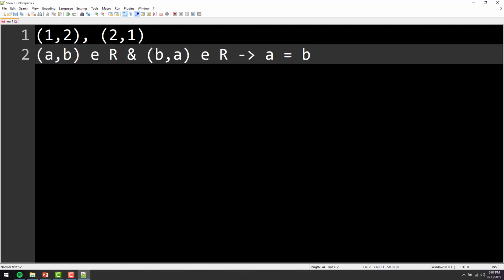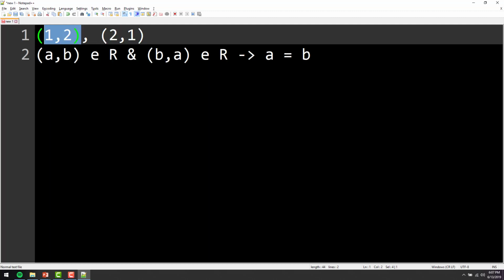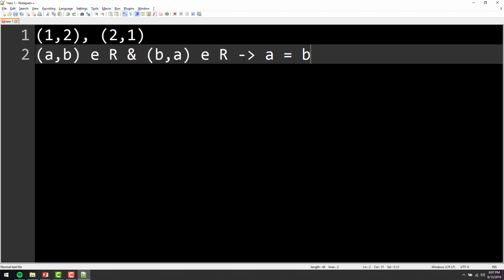That's in our relation. Is BA in our relation? Yes, BA. In other words, if I reversed my AB here, I would get that. And is that in a relation? Yes, that is. This whole thing is true. Therefore, this has to be true, but it is not. Therefore, in this scenario, it would not be antisymmetric.